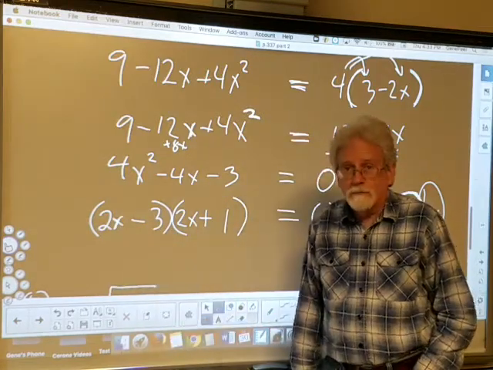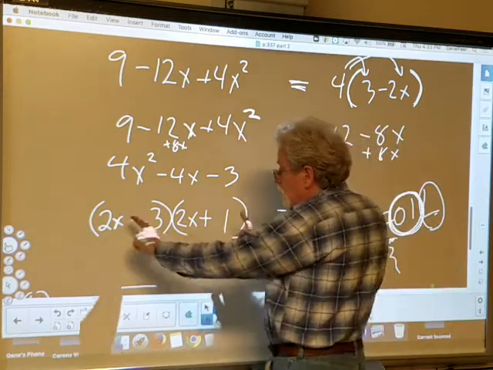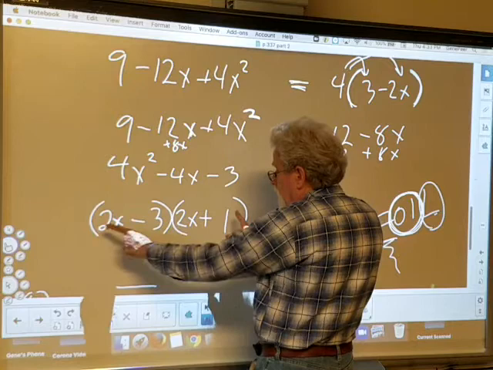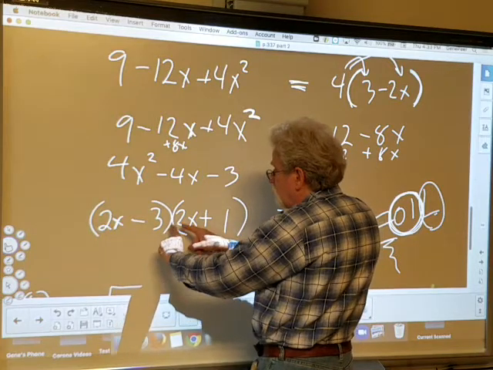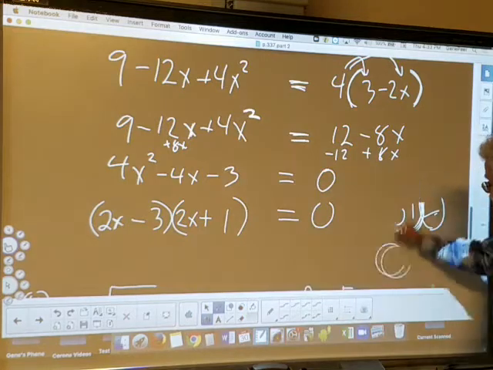Now I know I'm right. I don't even need to check. But I could. Outers, 2x. Inners, negative 6x. Adds up to negative 4x. We are correct. So we finally get 2 solutions.